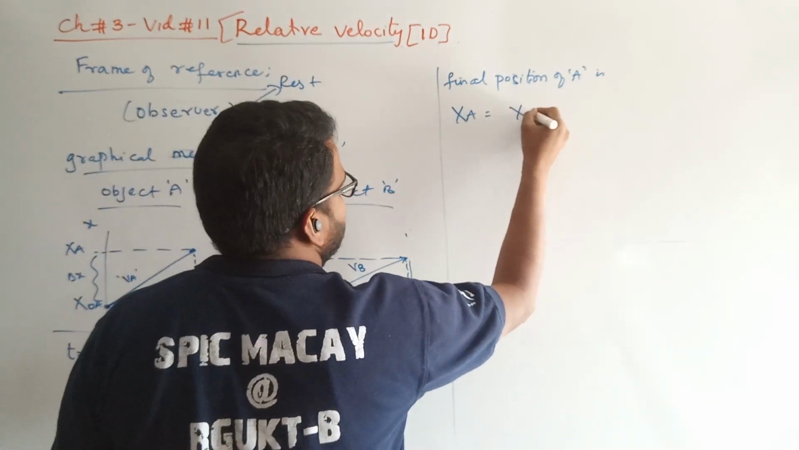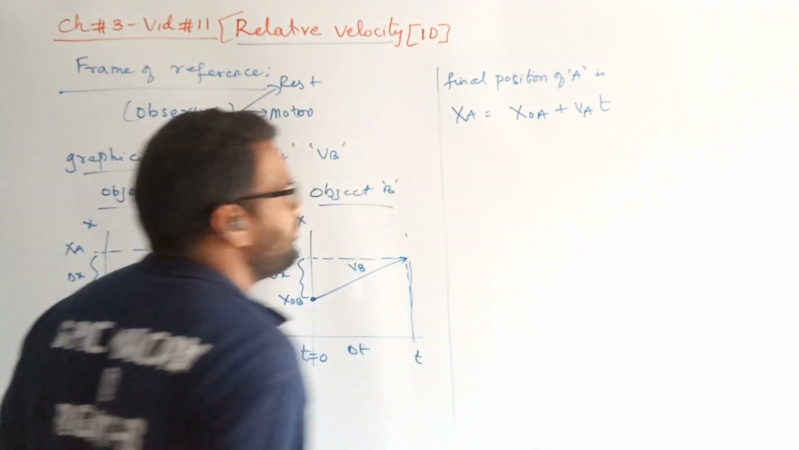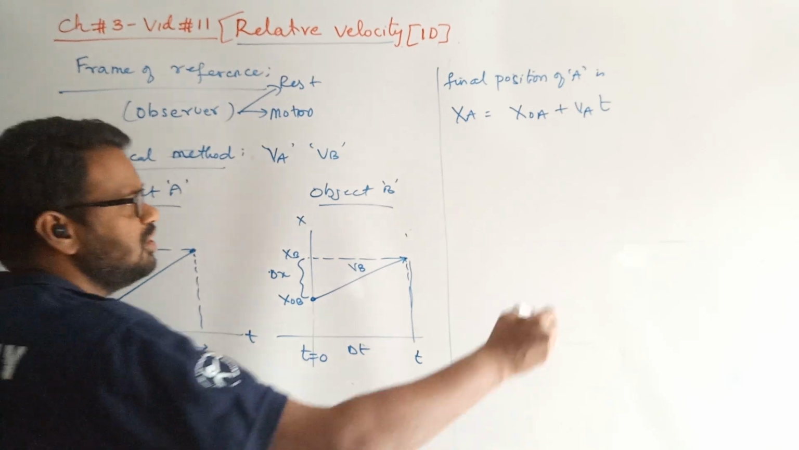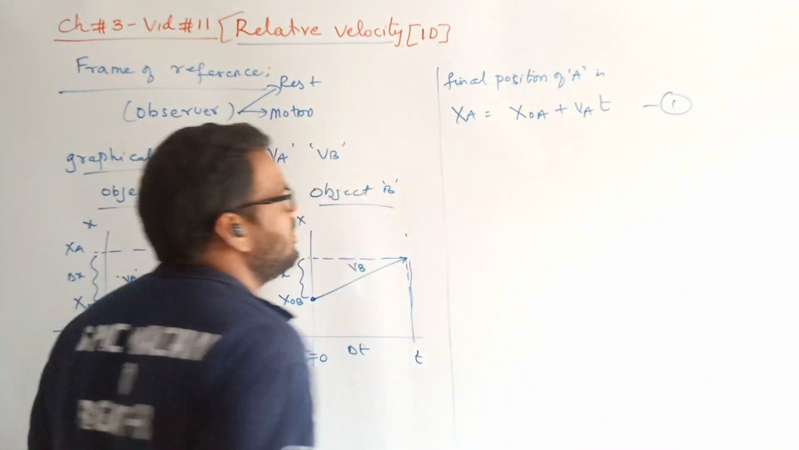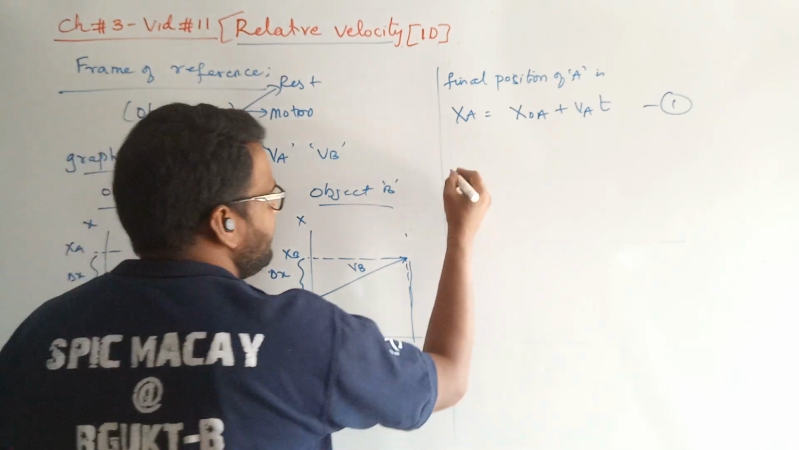Total final position is equal to initial position plus, can I write it as VA into T? Position is equal to velocity into time, right? VA into T. Equation number 1 this is. Final position of A, XA, is equal to x naught A plus VA T.